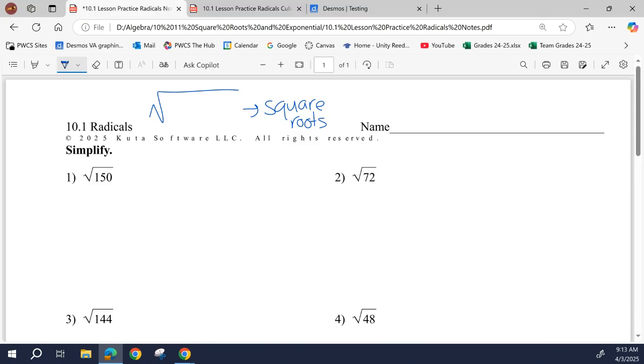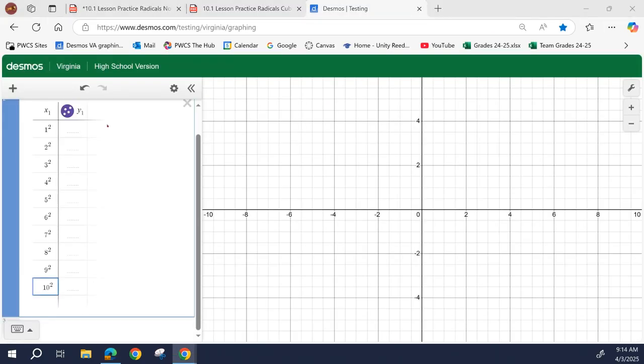And so I'm going to show you a strategy for simplifying a square root, like the square root of 150, using Desmos. So you should pause now and make sure you have Desmos open, and then we're going to set ourselves up to figure out what is the simplified version of the square root of 150. So here I set up a table, and in that table I put 1 through 10, and I squared them all. So 1 squared, 2 squared, 3 squared.